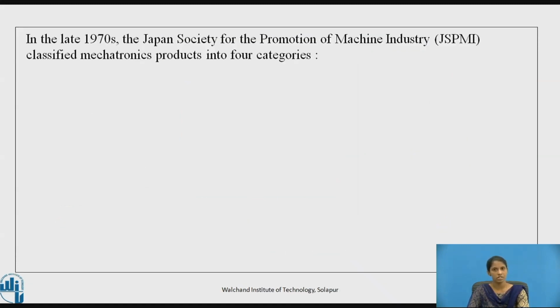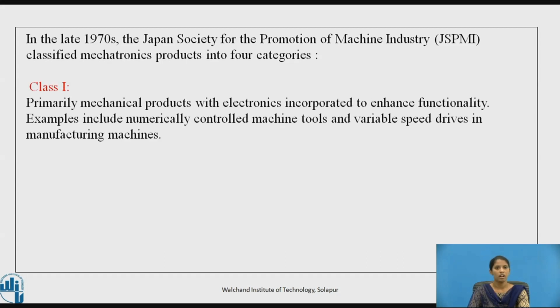In the late 70s, the Japan Society for the Promotion of Machine Industry classified mechatronics products into 4 different categories, that is class 1, class 2, class 3 and class 4. Let's see what is class 1 product. Class 1 products, they are primarily mechanical products with electronics incorporated to enhance functionality. So the examples are numerically controlled machine tools and variable speed drivers in manufacturing machines.